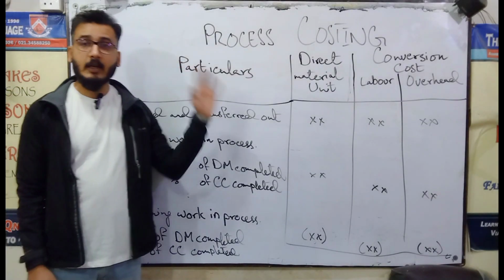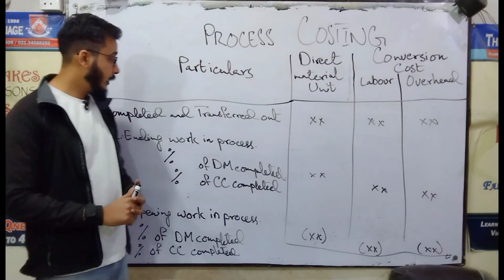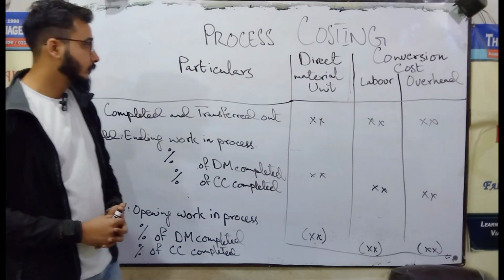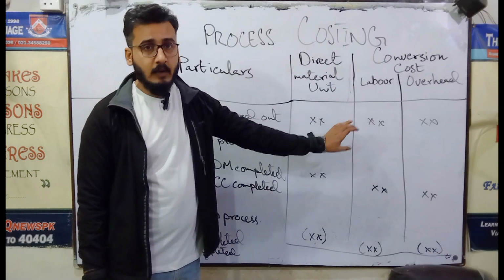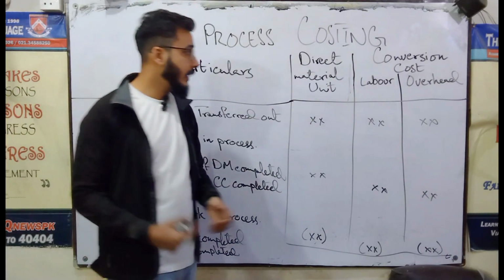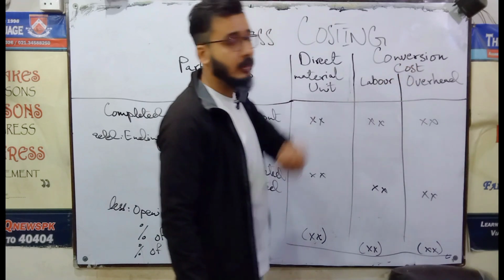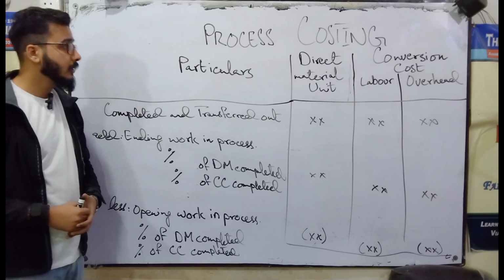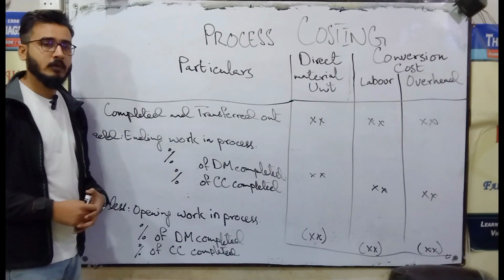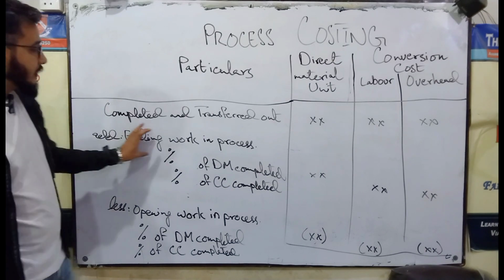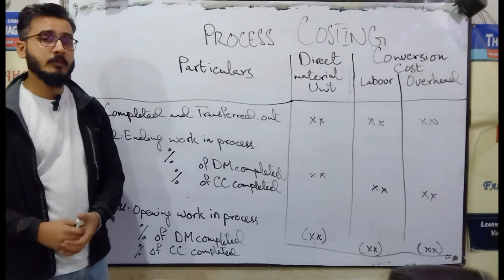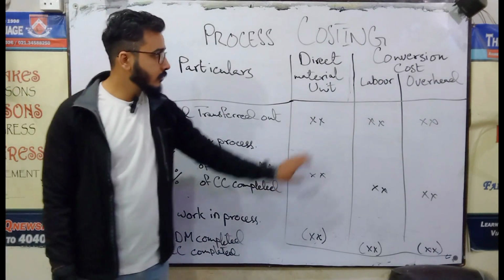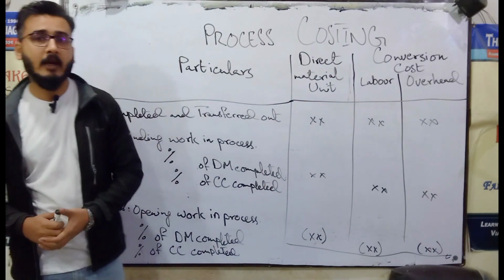Okay, this is how we calculate equivalent production units. Firstly, we have completed and transferred out units. We write the amount of direct material transferred out and conversion cost, which consists of labor and overhead. So we will write the units that are completed from direct material, labor and overhead. Then we will add the ending work in process up to the percentage completed as per the direct material and as per the conversion cost, meaning the labor and the overhead.